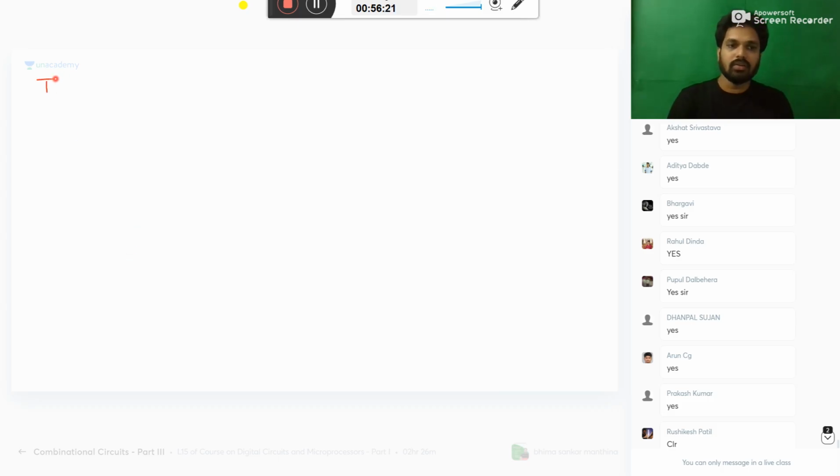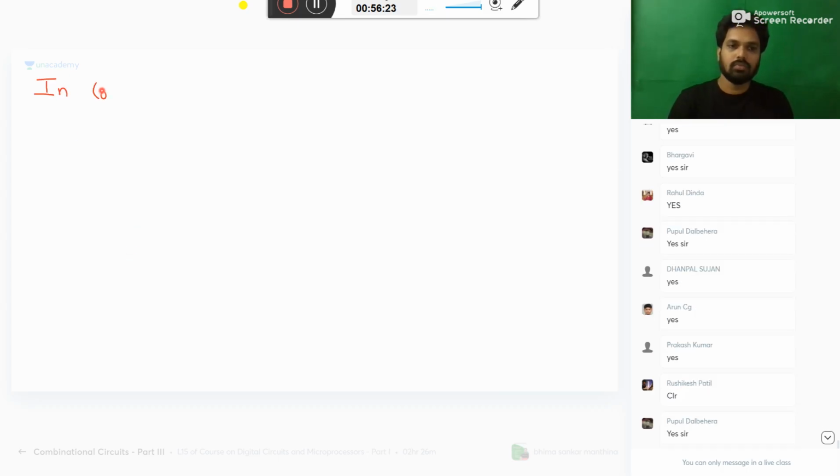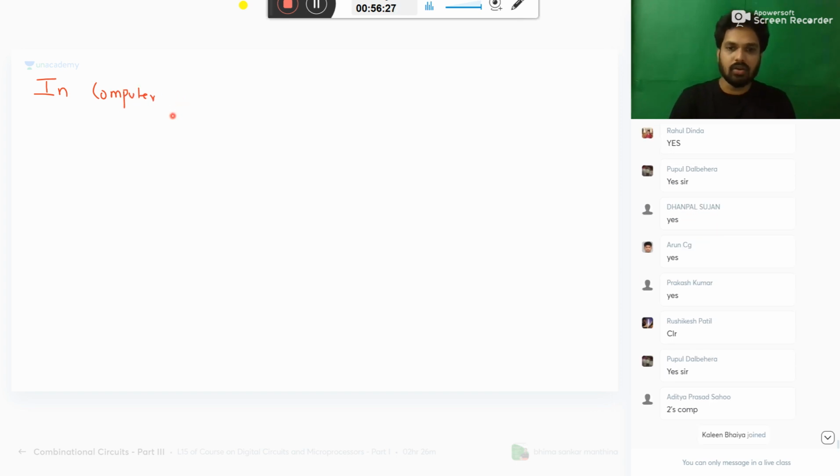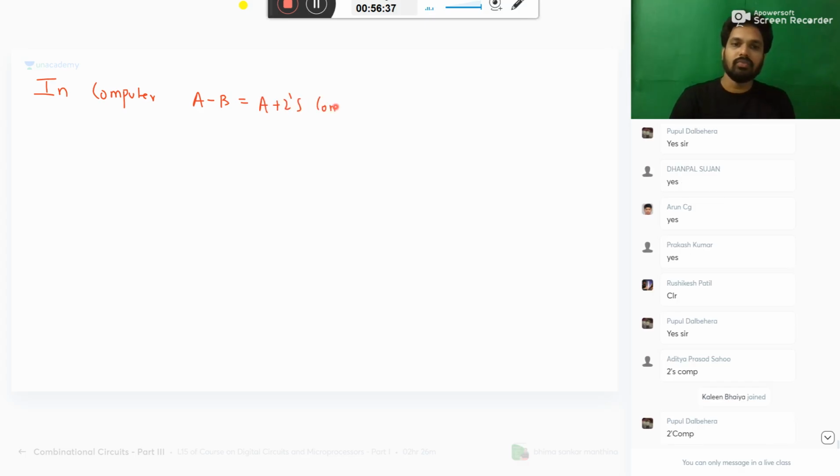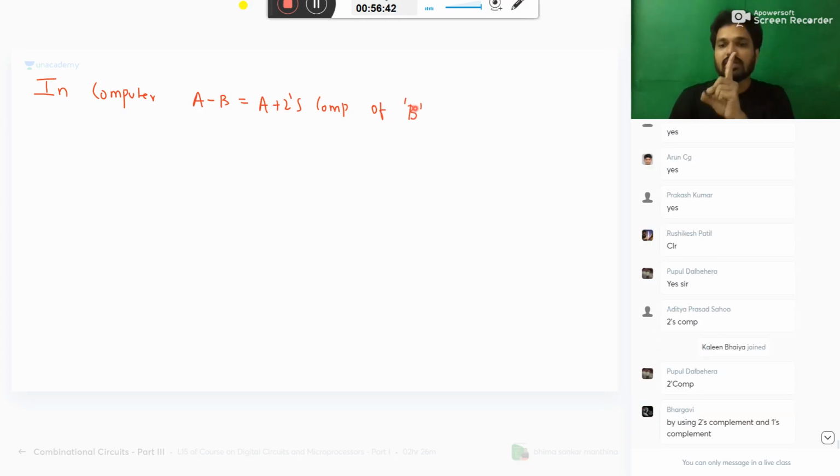In computer, Ganesh, I think you asked me earlier. Now your signed method is coming. Just see. In computer, A minus B is performed by A plus 2's complement of B. That is, we should have only one circuit which will perform both addition and subtraction.